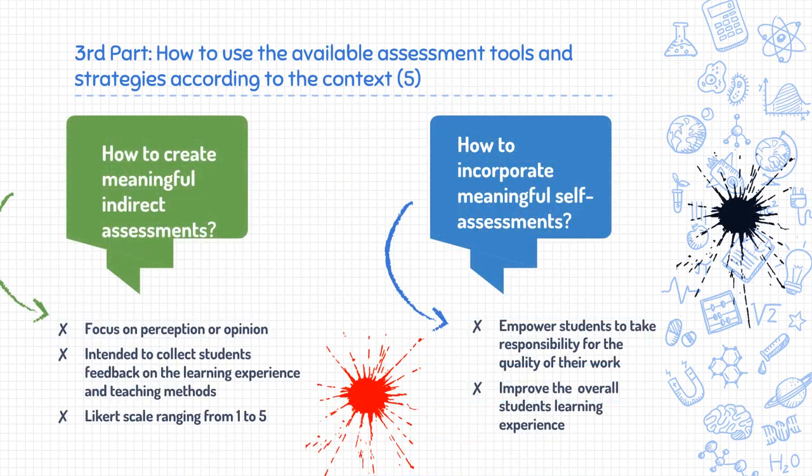Indirect assessment is about gathering information through means such as surveys, exit interviews and focus groups. Indirect assessments focus on perception or opinion. It is intended to collect students' feedback on the learning experience and teaching methods. A Likert scale ranging from 1 to 5 is generally used in indirect assessment to assess the learner's satisfaction.